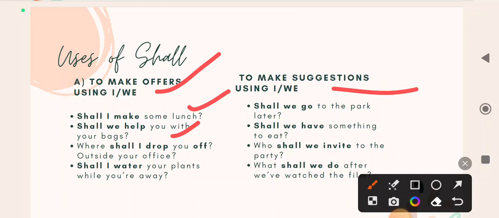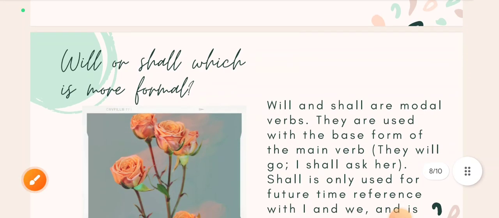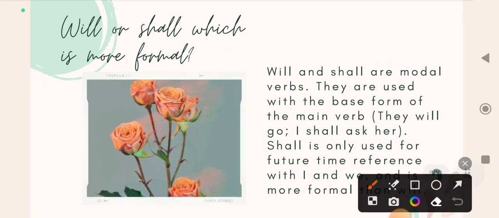Now I want you to write down two uses, one example each of offer and suggestion with shall, in the comment box. Okay, let's move to the next part. Here it's trying to say that will and shall are modal verbs, and they are used with the base form of the main verb. They will go, I shall ask her, etc.